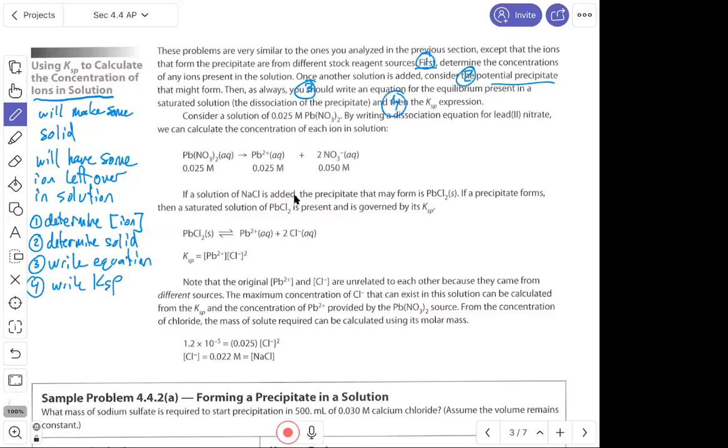And then there's going to be different bits of information. So they have to tell you the KSP. They have to, because there's no way to be able to do this. So that last step is use the KSP and the concentration of the ion to find the other ion.